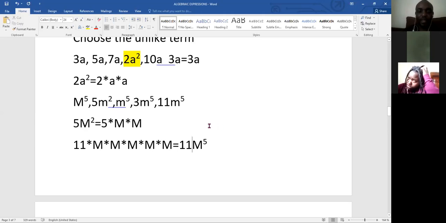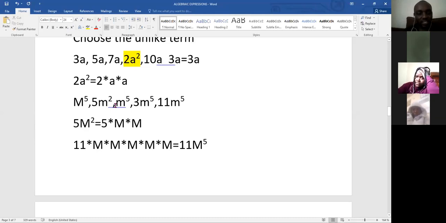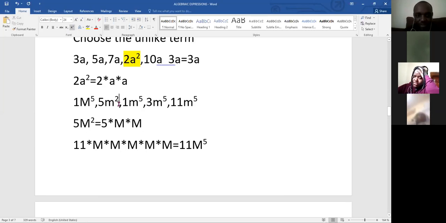Okay. So if you are told to choose which is not the right term, you can see here 11, the coefficient of m to the power 5 is 11. The coefficient of m to the power 5 is 3. The coefficient of m to the power 5 in this case, normally it is 1. Still in this case it is also 1. But you can see here, this is not m to the power 5 like the others. This one is m squared.